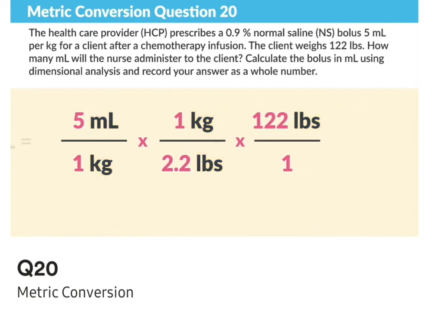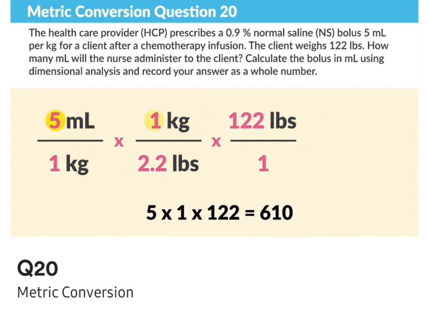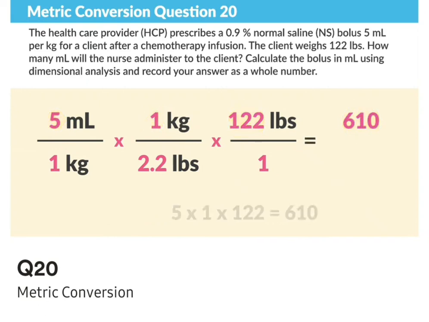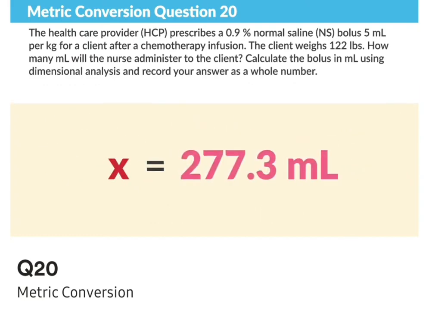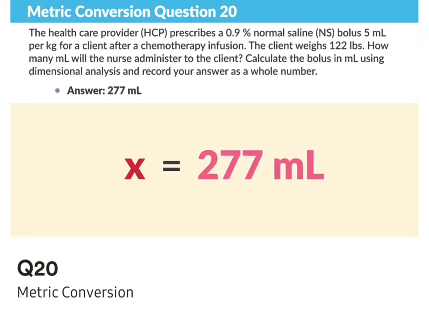Now we just multiply across. So 5 times 1 times 122 is 610, and 1 times 2.2 times 1 is simply 2.2. Okay, now is the fun part. We just divide. 610 divided by 2.2. So now we get the grand total number of 277.3. Now the question is asking us to round to the whole number. So the correct answer is 277 milliliters.